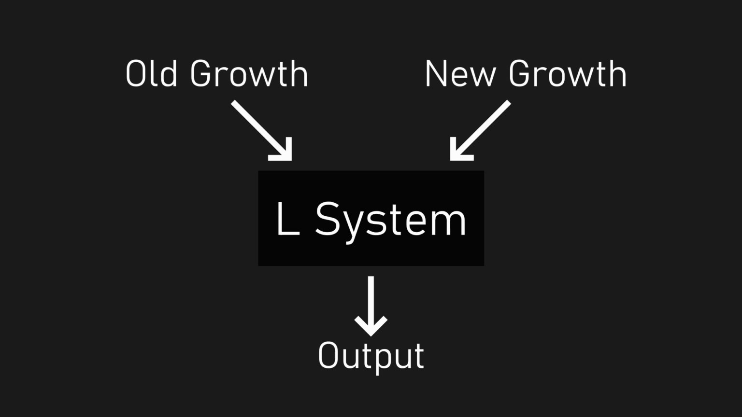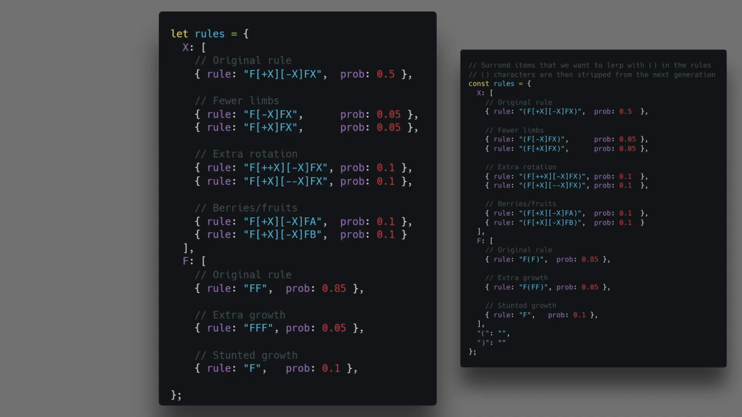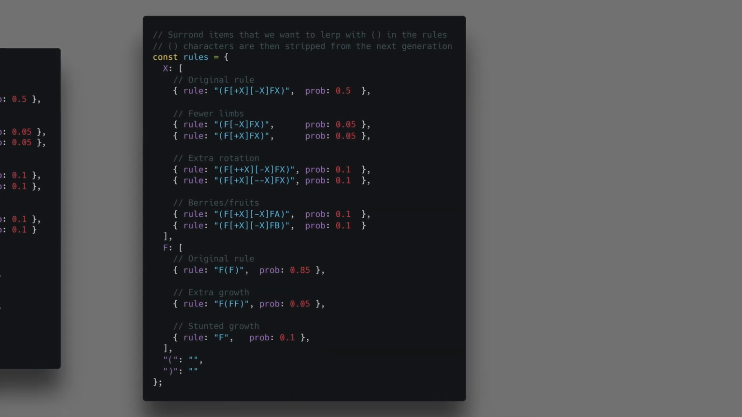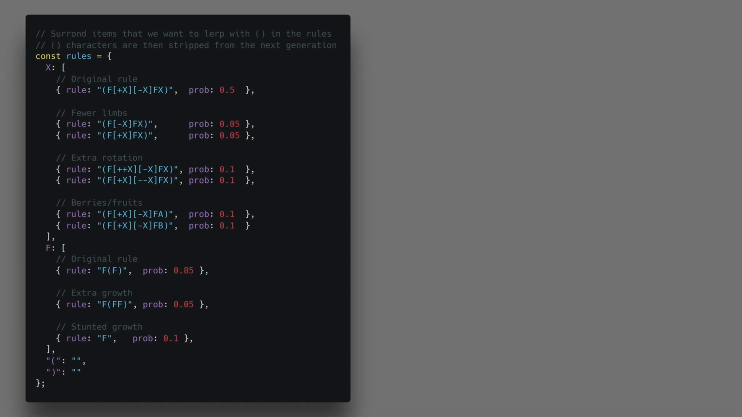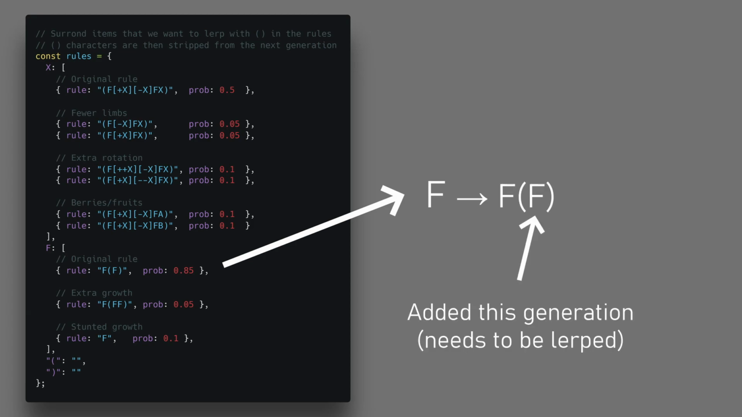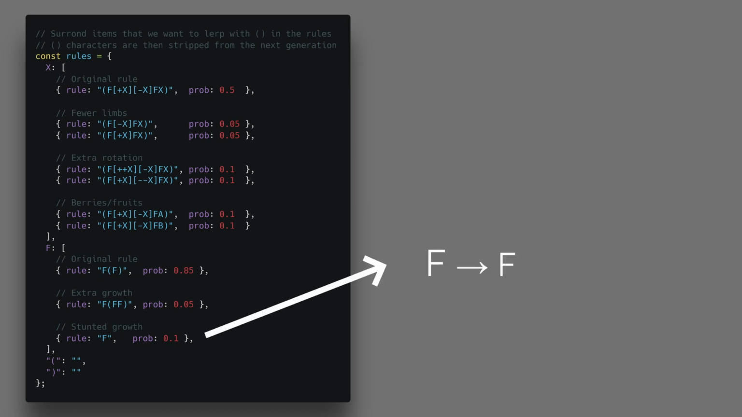So we can actually bake into the output of the L system where the new growth begins and ends. And to do this, I've updated the rules to incorporate brackets to tell us where the new growth is. This is easiest to see with the F rule. Normally the F turns into two Fs, and you can see here that I've bracketed the second F because this is the new growth compared to the previous generation, which already had the F in it. And in the case of a single F being the output, then we have no brackets because the output is the same as the previous generation.